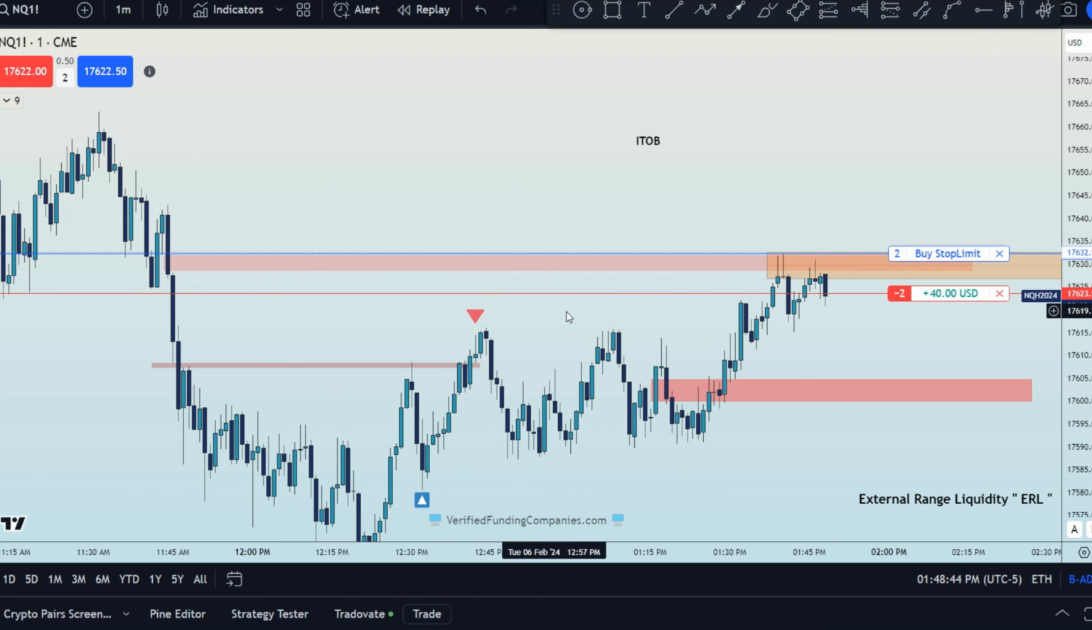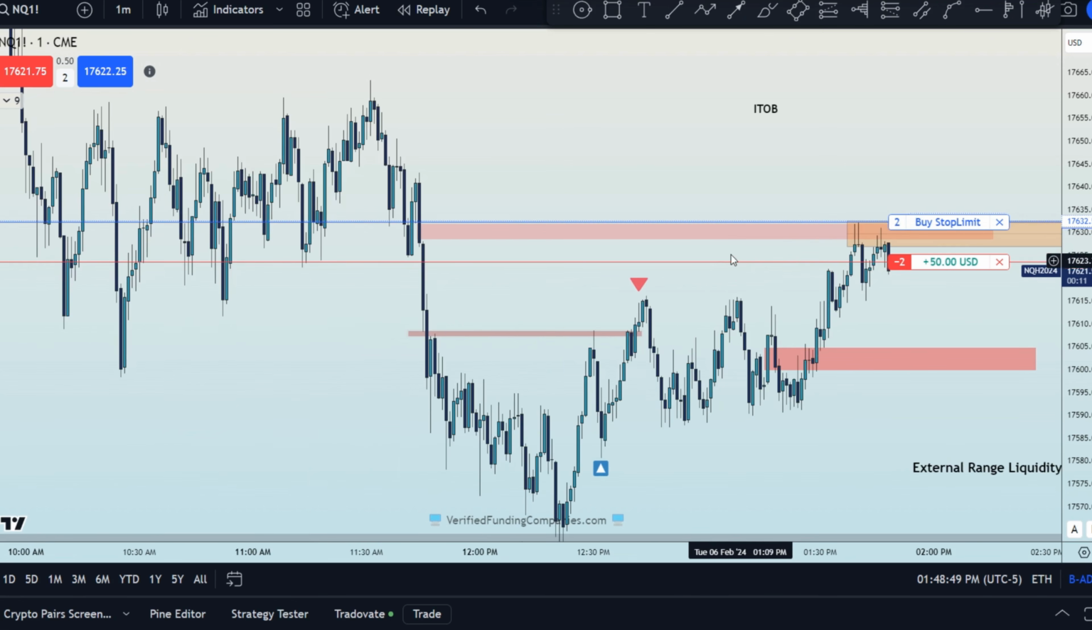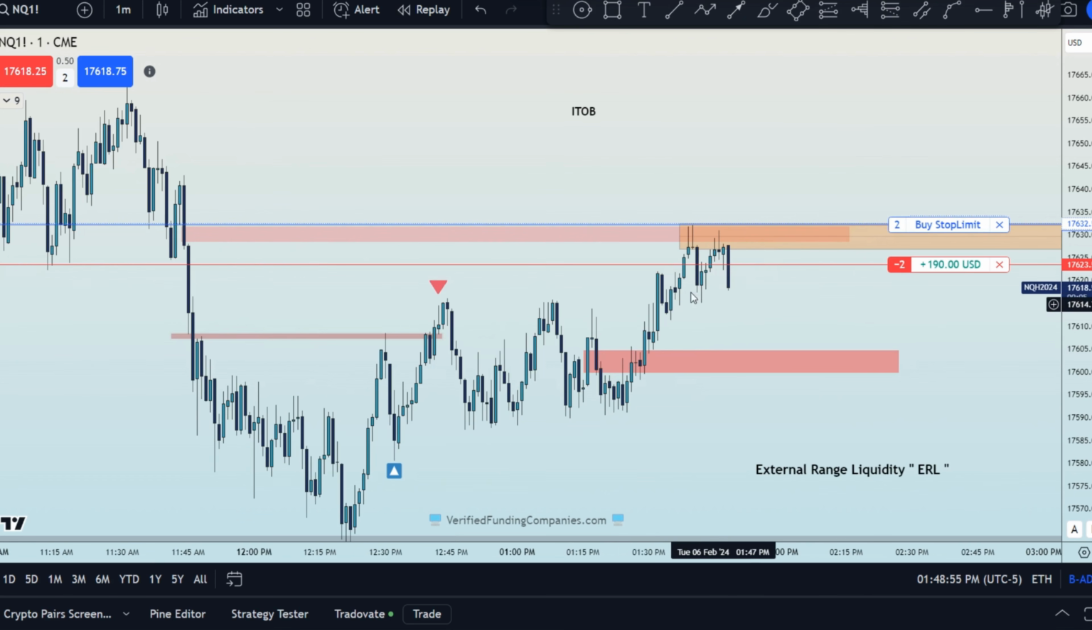If we look at this price action, right, we look at this right here, price came into this fair value gap right here, this bearish fair value gap. Price came into it and then left it, right?